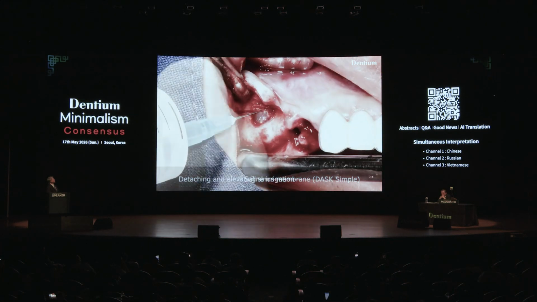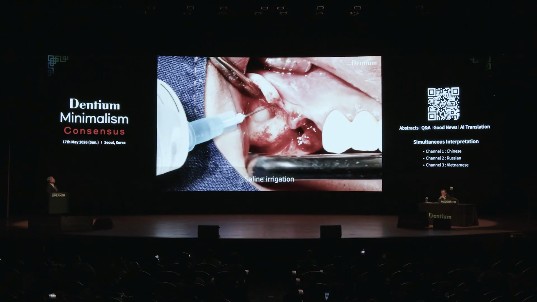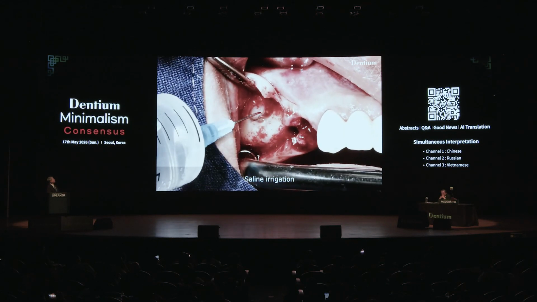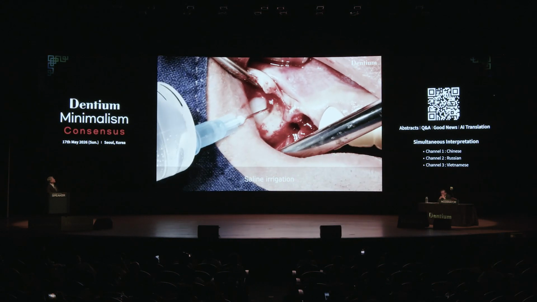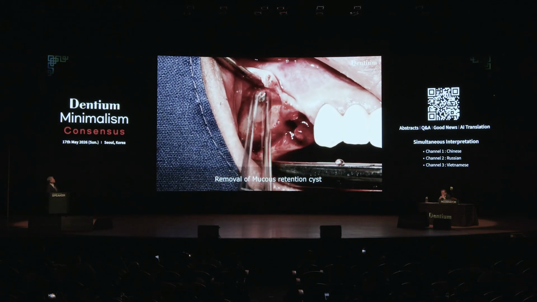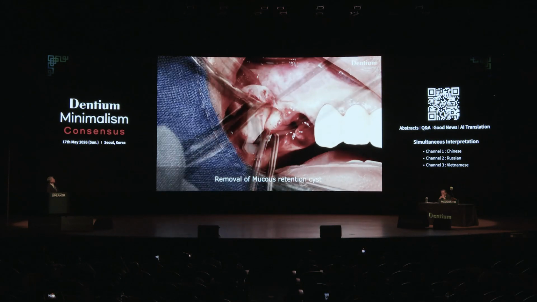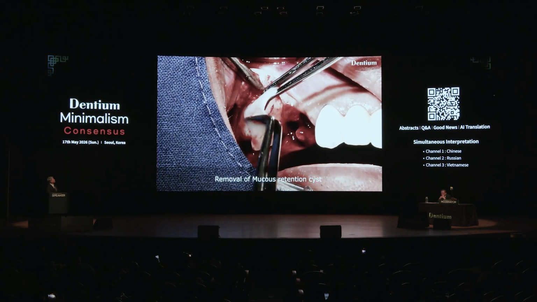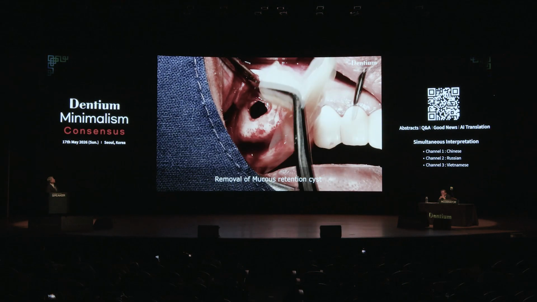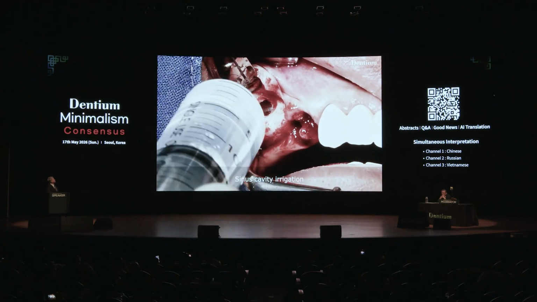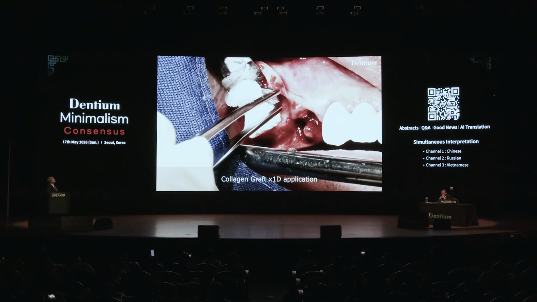So from the distal, lower, and the anteriors, after the detachment, we tried irrigation to remove everything. After that, because it was a retention cyst, we can remove it very well, simply. Also, with the instrument, we can sometimes remove it with suction, and we can do the removal so well.